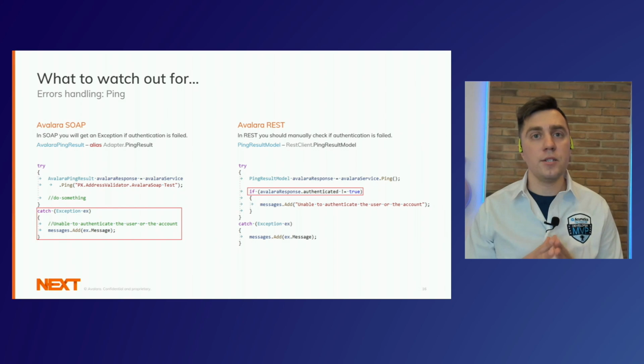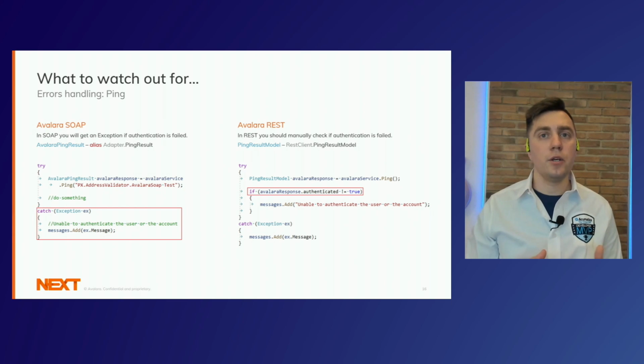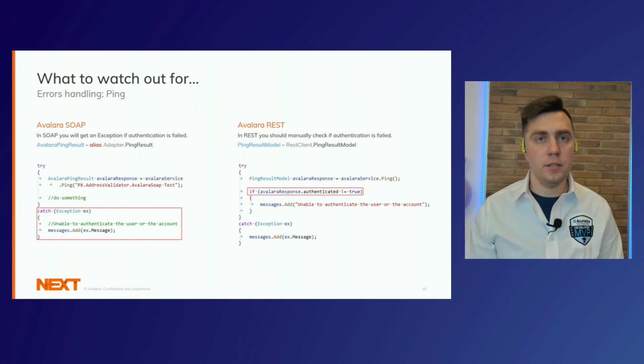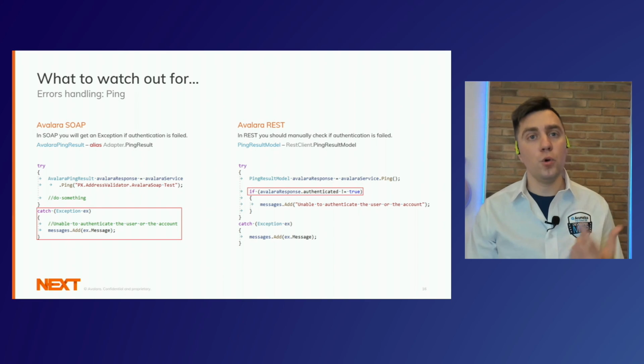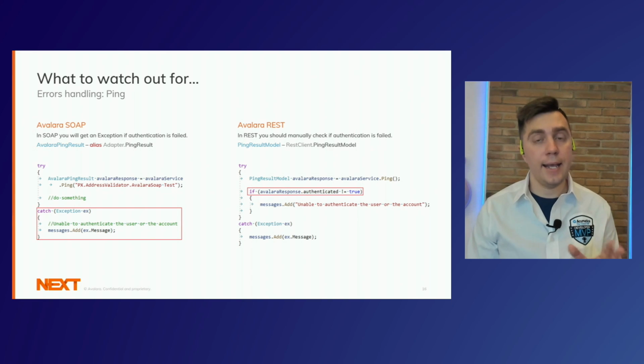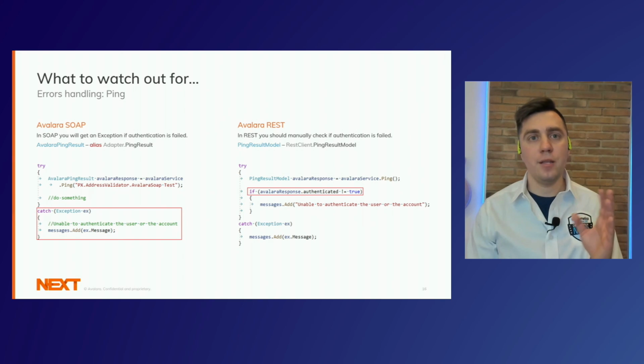Another example is the ping call. In SOAP, to get a response, you should call the ping method, and if your credentials are incorrect, you will get a standard exception that includes details about the problem. In REST, to get a response, you should call the ping method as well, and even if your credentials are incorrect, you won't get any errors, but you should manually check the authenticated flag in the Avalara response and raise an error somehow if you still need it. By the way, you can find detailed information about this behavior in the method description.